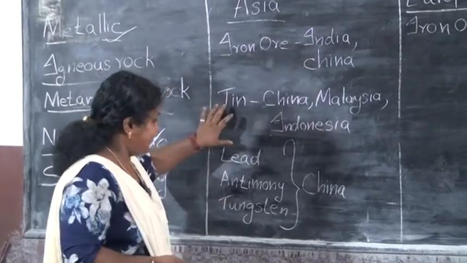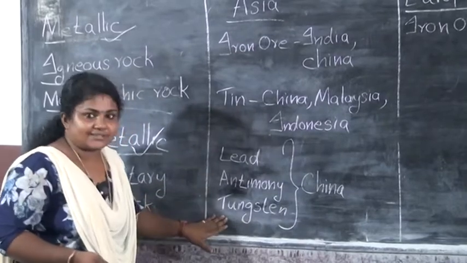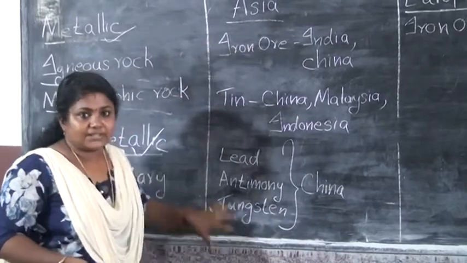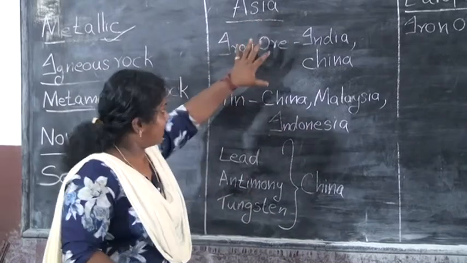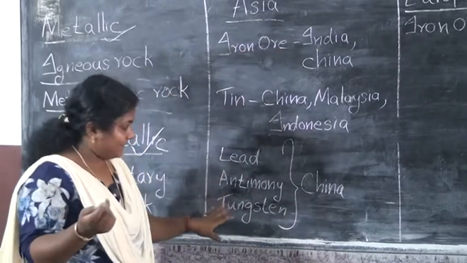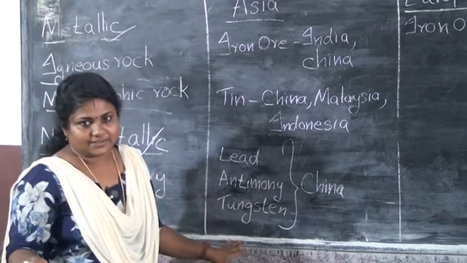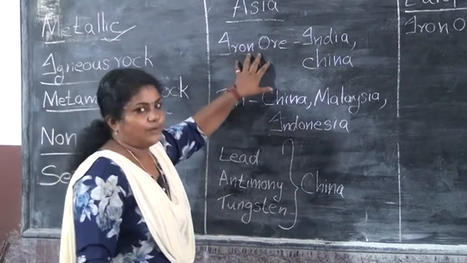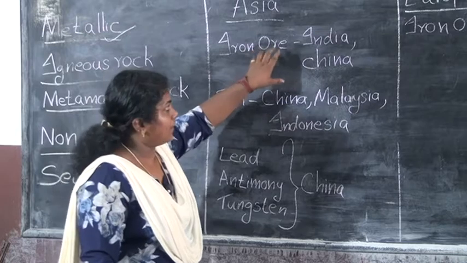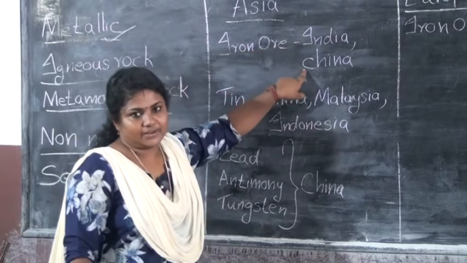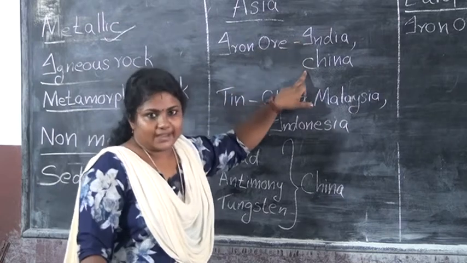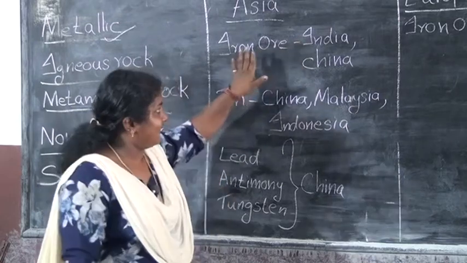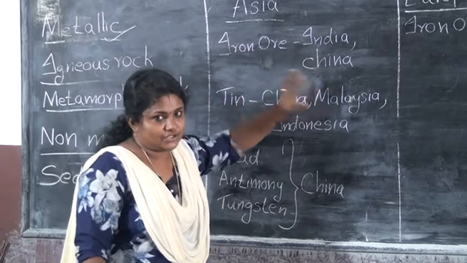Iron ore, tin, lead, antimony, tungsten. These are all minerals we can see in Asia. We can see iron ore deposits in India and China.